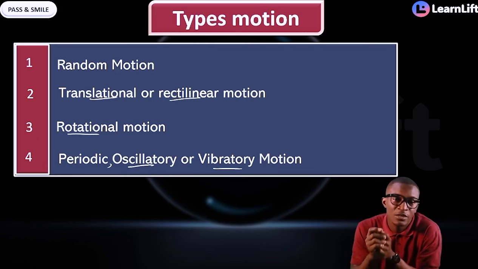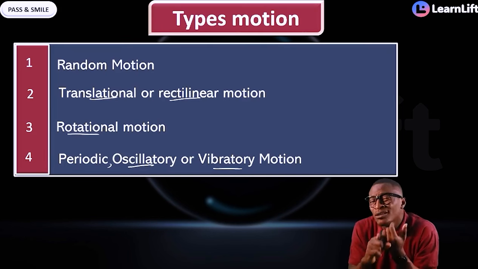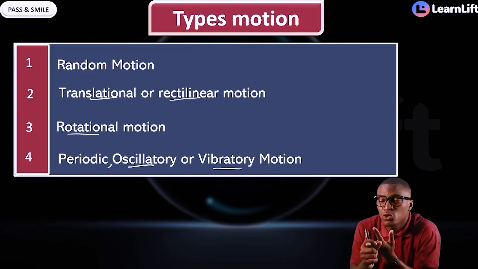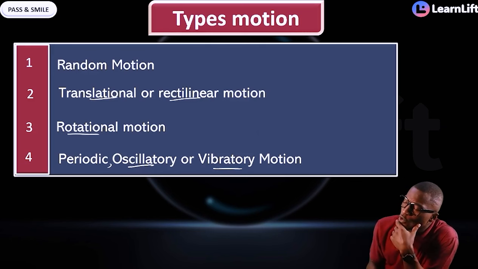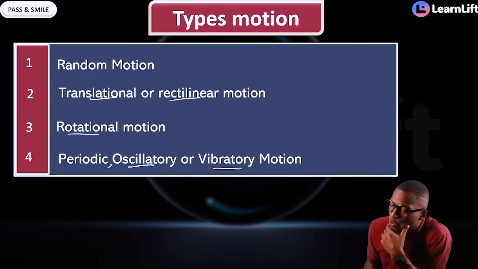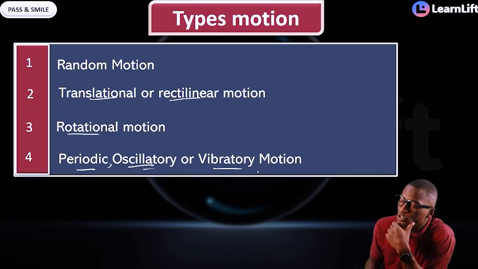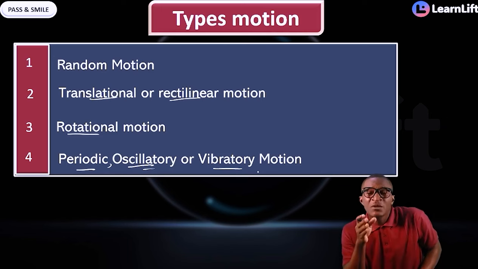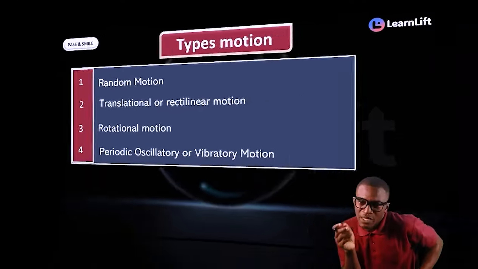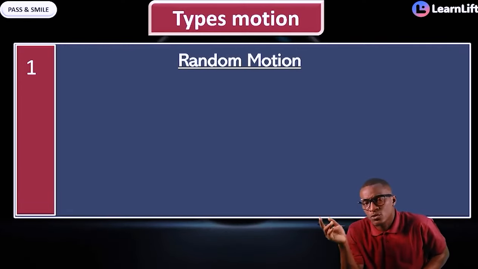So close your eyes and tell me, what are the 4 types of motion? Number 1, we have random motion. Number 2, we have translational motion, also called rectilinear motion. That's motion on a straight line. We have rotational motion, which is motion of a body around a circular path. And we have what we call periodic, oscillatory, or vibratory motion. Now let's take them one after the other so that we're able to appreciate their past questions. Let's start with the first one, random motion.